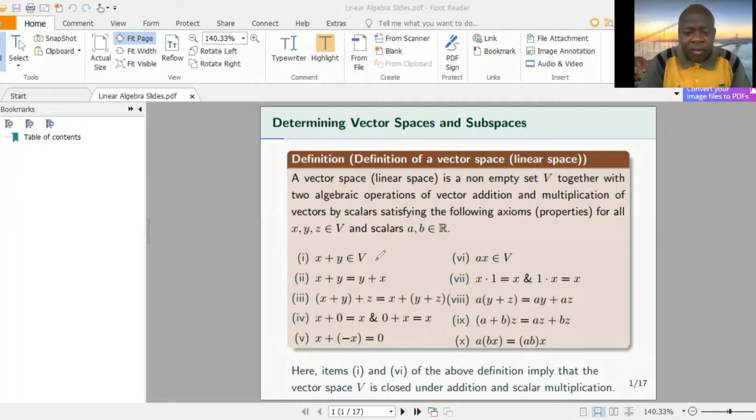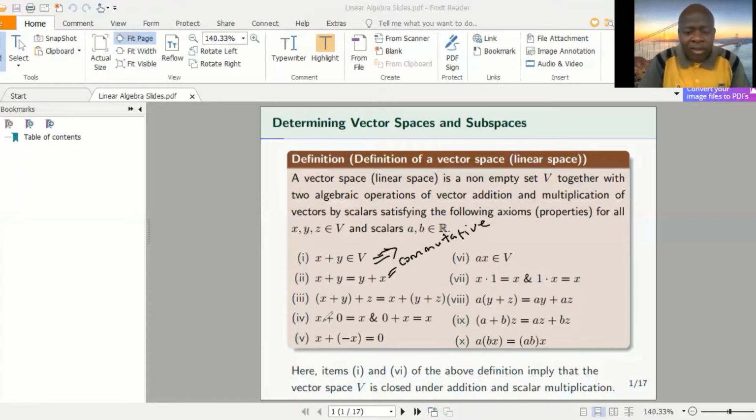So this one is that of closure: if you pick any 2 elements in the set, the sum of those 2 elements must be a member of that set. And then the second one is commutativity, that it must be commutative. If you are to pick any 2 elements x and y from V, then the sum of x and y must be the same as y plus x. And then the third one is associativity, that's additive associativity.